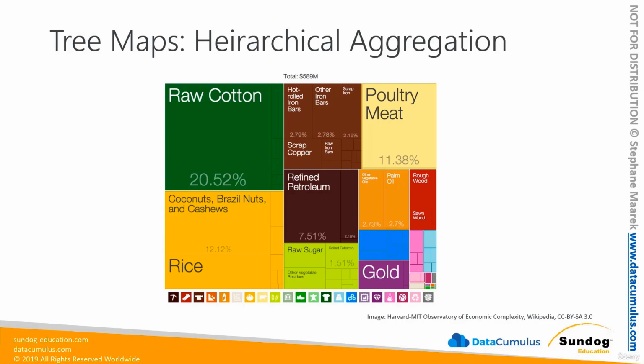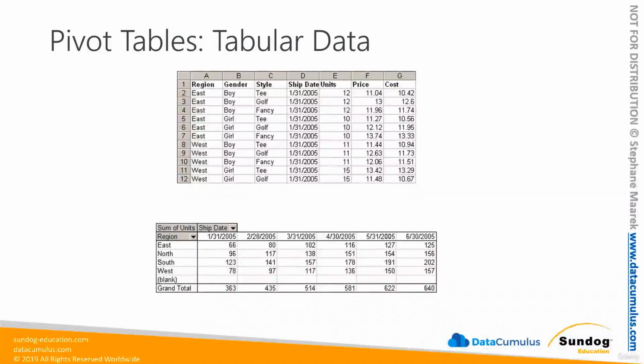So that allows you to visualize data in a hierarchical way, where you have a top-level view of different categories and then different rectangles within that view reflecting how that is broken down further into subcategories within that category. So if you want to do basically a hierarchical pie chart, a tree map is a way to do it. And for a pivot table, that's used for tabular data.